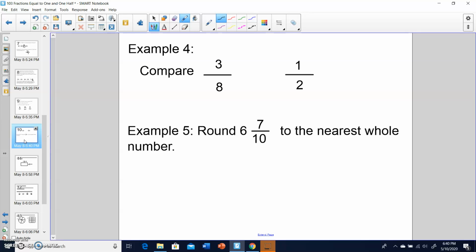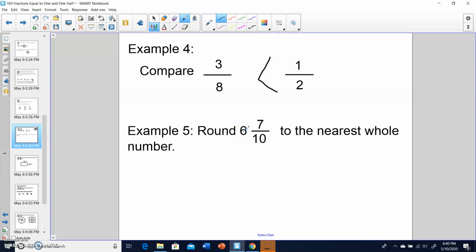Example 4, I'm comparing 3/8 to 1/2. Okay, so if I had 3 out of 8 pieces, is that more or less than half? Okay, well, what is half of 8? If I had 8 pieces, what would half of that be? That would be 4/8. So 4/8 would be half. 3/8 is less than that. So 3/8 is less than 1/2.